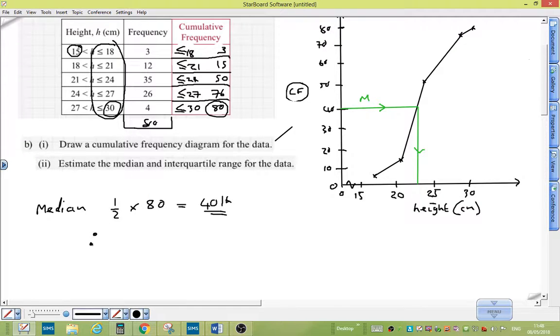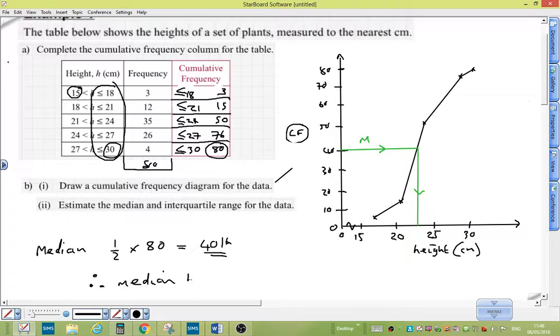So therefore, median height is, mine is 23 centimeters. Yours might be different and more accurate.